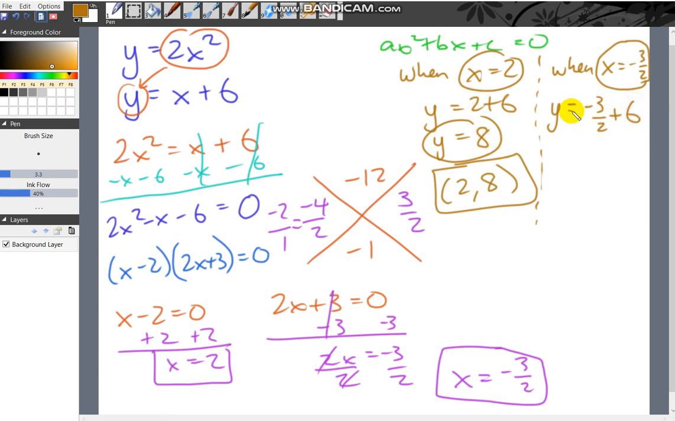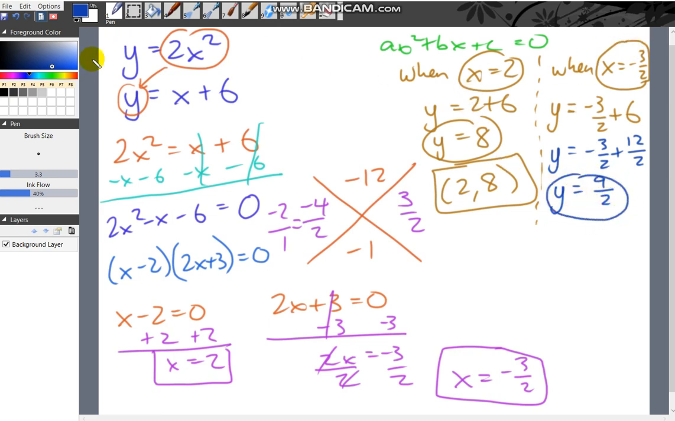Now, of course, you could use a calculator if you want, or if you don't feel like using a calculator, what you could do is find a common denominator. Remember, if you don't remember how to find a common denominator, we can change this 6 into 12 divided by 2, right? 12 divided by 2 is 6. Now that we have common denominators, we can add fractions. Hopefully you remember how to add fractions. So negative 3 plus 12 is going to be 9. So 9 divided by 2 is what we have.